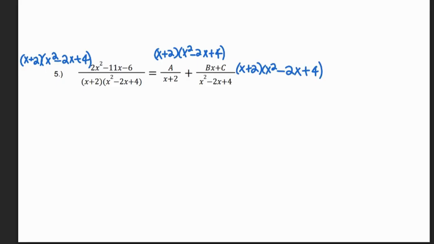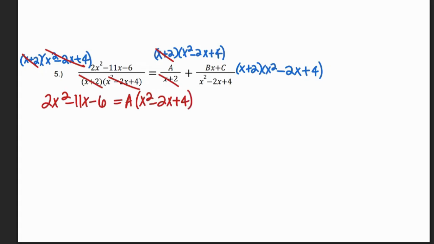So when I look at each of my fractions, in this first fraction the x plus 2's cancel out, and the x squared minus 2x plus 4 cancels out, so I'm left with 2x squared minus 11x minus 6. In my second fraction, the x plus 2's cancel out, and I'm left with a times x squared minus 2x plus 4. And then in my third fraction, the trinomial cancels out, so I'm left with bx plus c times x plus 2. So be careful on this last one. The bx plus c has to be in parentheses because it's an entire binomial times the other binomial of x plus 2.